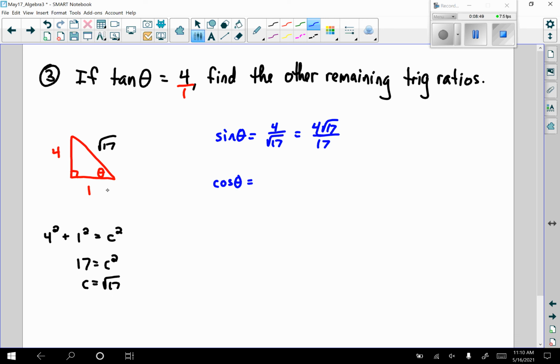Cosine theta becomes 1 over radical 17. And then this will just become radical 17 over 17 if you multiply top and bottom by radical 17. And we already had tangent theta is 4 over 1, or just 4.